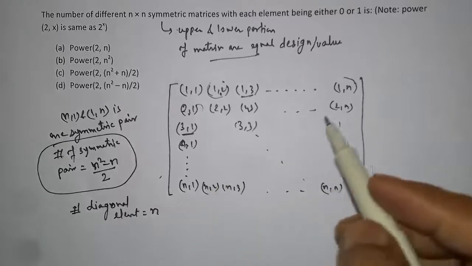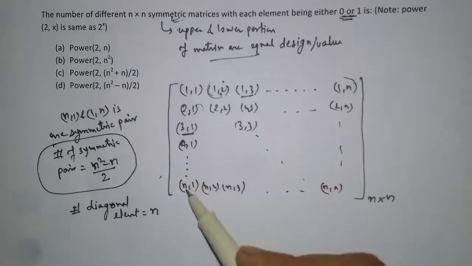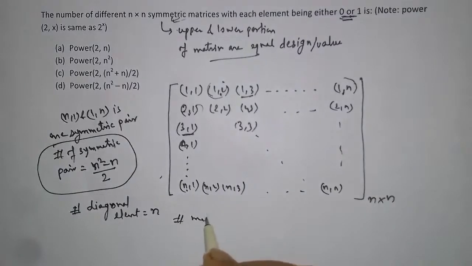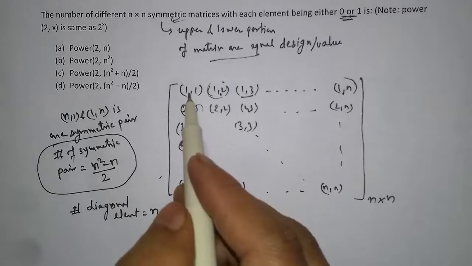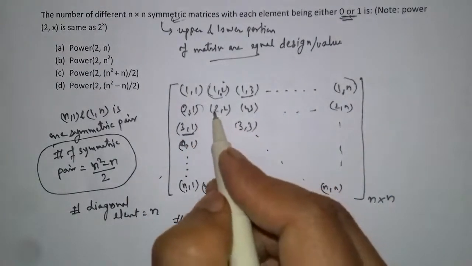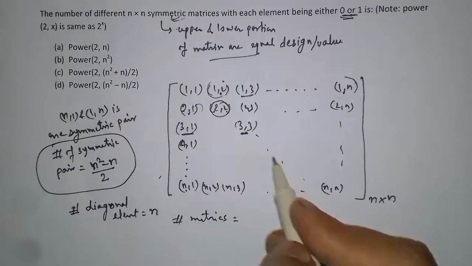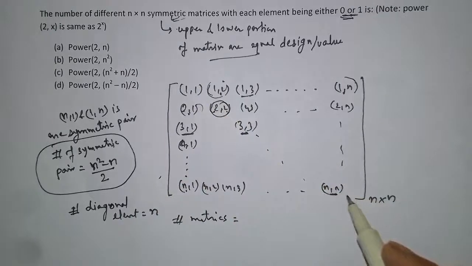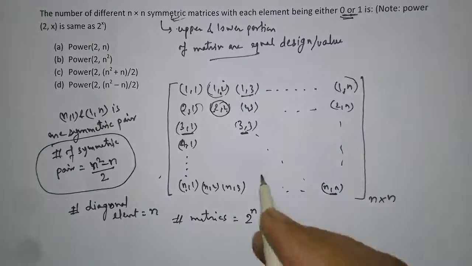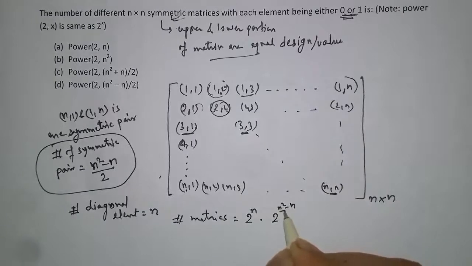Since it is a symmetric matrix in which each element can be either 0 or 1, n comma 1 or 1 comma n at one time can be either 0 or 1. So the total number of matrices will be, see, the first element of the diagonal 1 comma 1 can be either 0 or 1, so it has two choices. The second element 2 comma 2 also has only two choices, either 0 or 1. 3 comma 3 can be either 0 or 1. N comma n means all the elements in the diagonal have only two choices, either 0 or 1. So 2 to the power n, into all the symmetric pairs, which also have only two choices, so 2 to the power n squared minus n divided by 2.